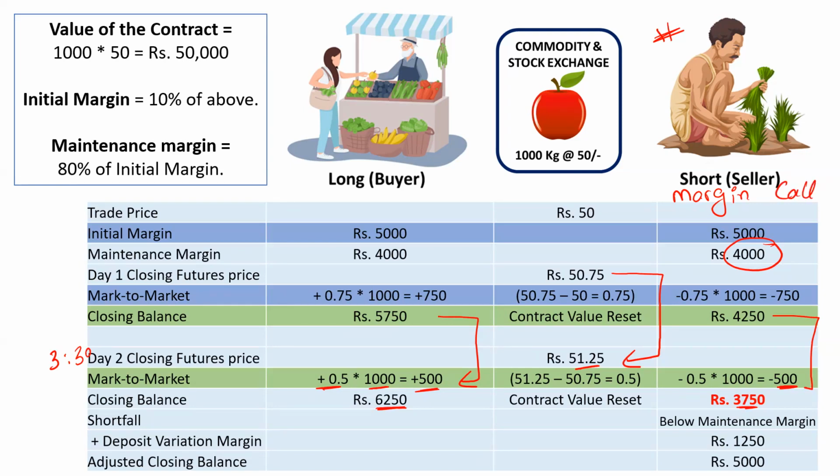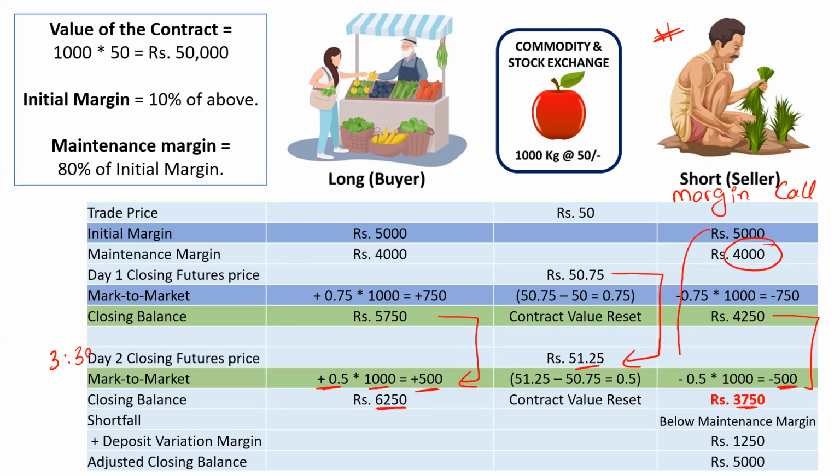So margin call means, let's say for your understanding, a call is being given to the person to say that your account is below the maintenance margin. You need to post additional funds. How much should he deposit? Whenever your account is falling below the maintenance margin, you have to bring your account back to the level of initial margin. So initial margin is 5000. Now his account is having only 3750.